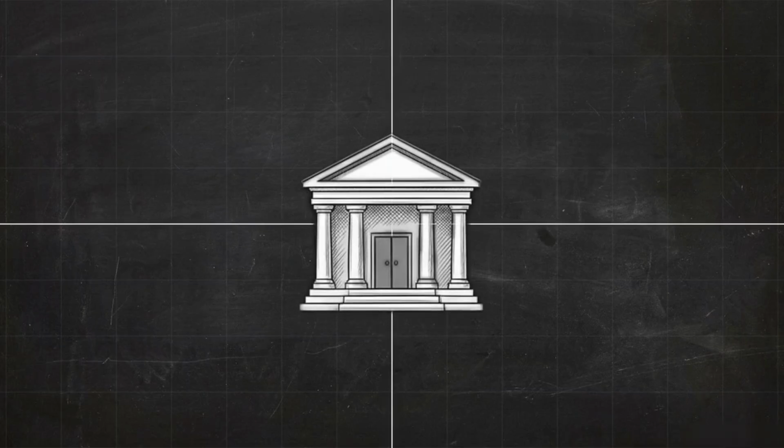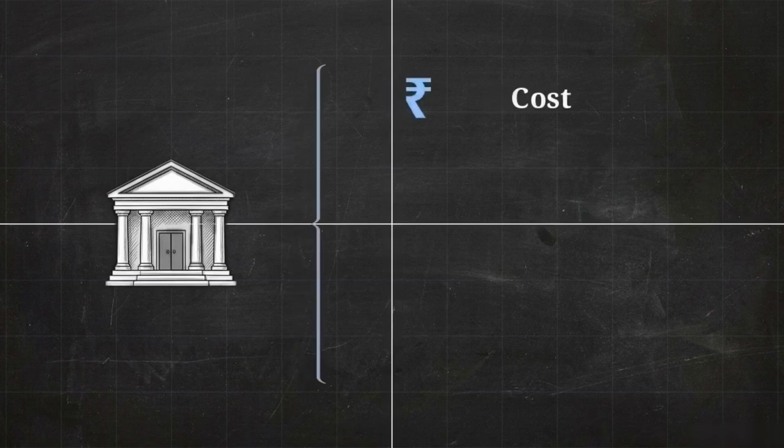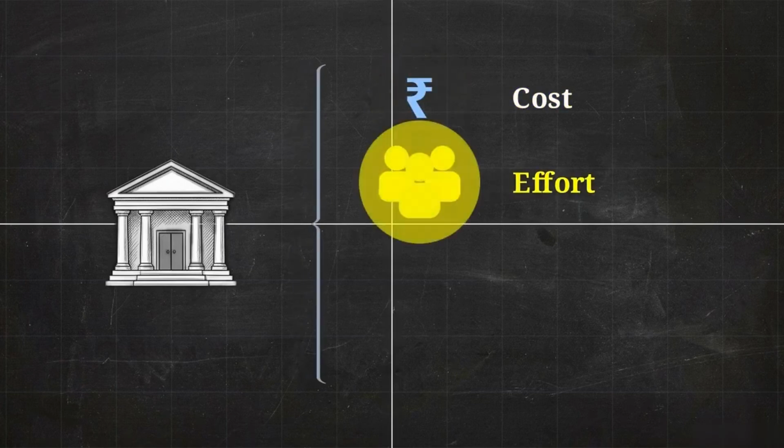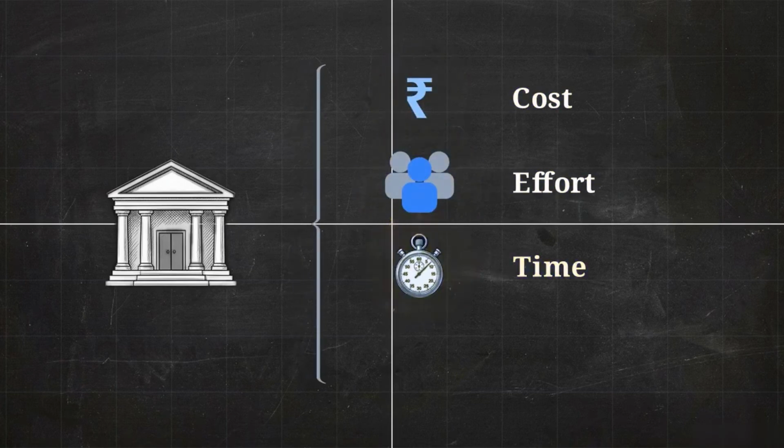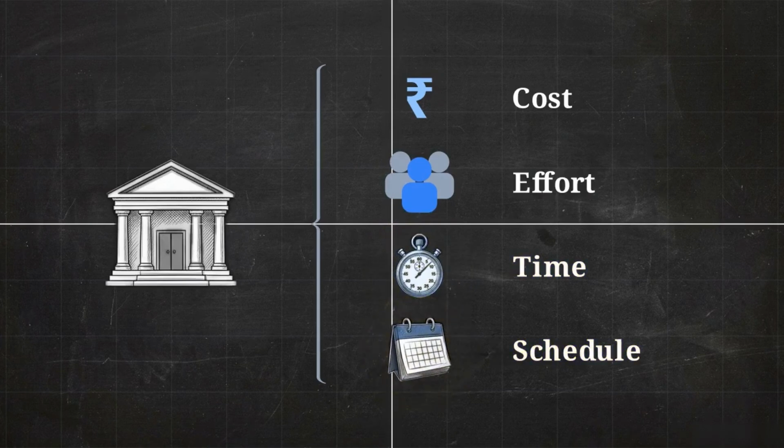Imagine a client says, I want a new online banking system. Before you open a code editor, they will ask 4 questions. How much will it cost? How many developers do you need? How long will it take? And when is the exact deadline?